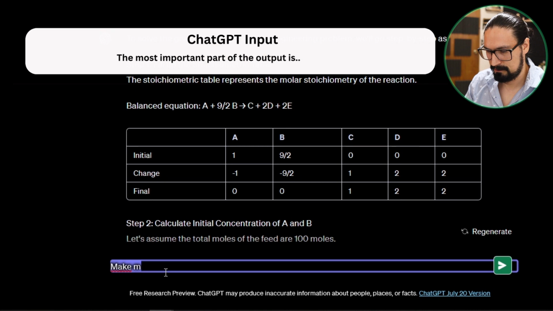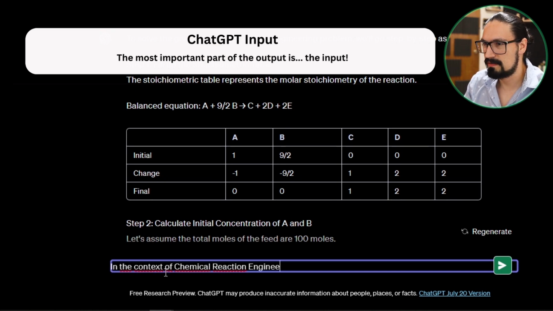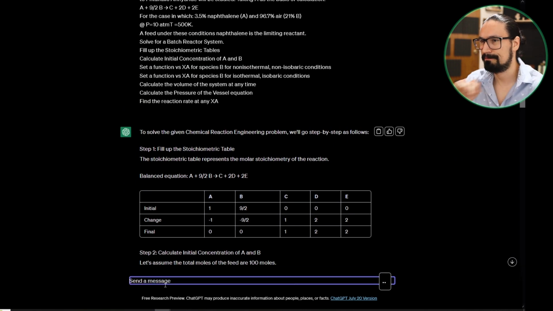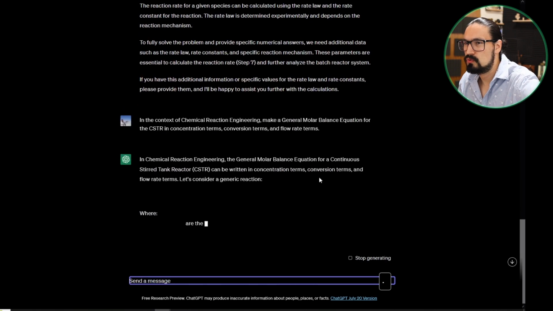Make, in the context of chemical reaction engineering, a general molar balance equation for the CSTR tank or reactor in concentration terms, conversion terms, and flow rate terms. Okay, so let's see how it goes.